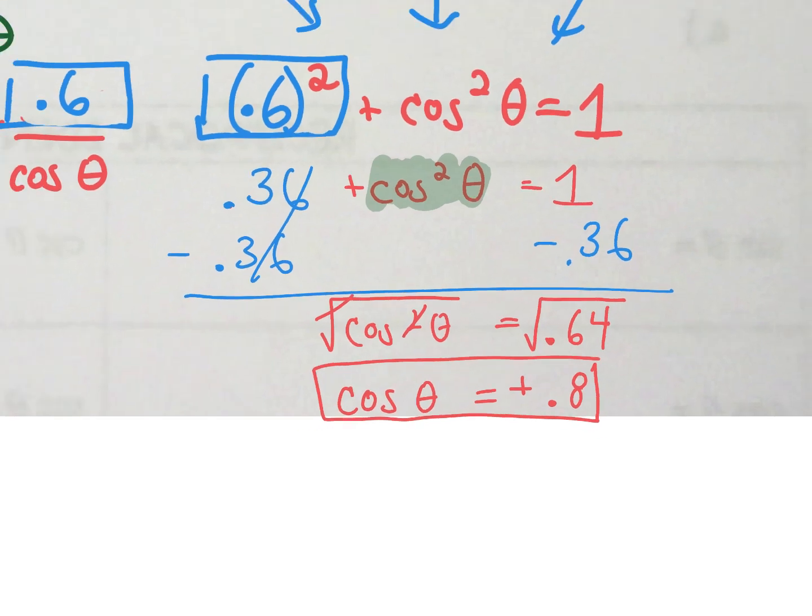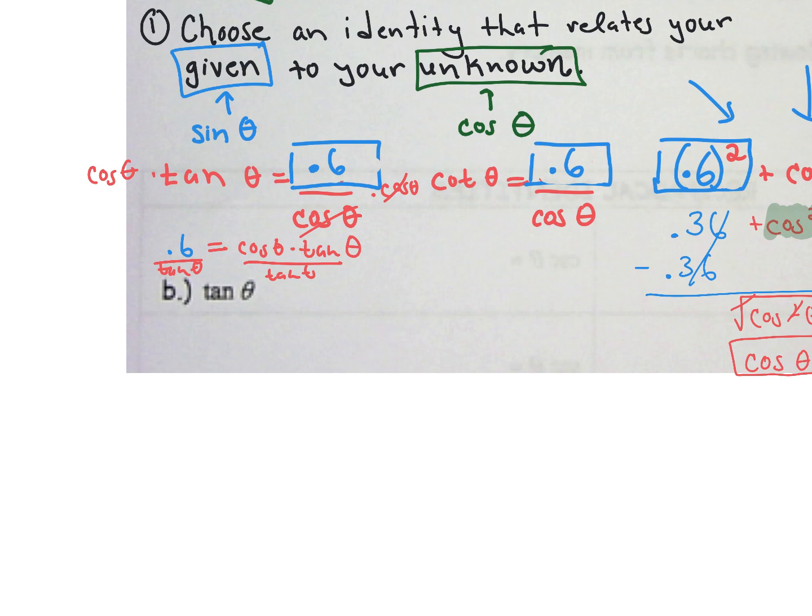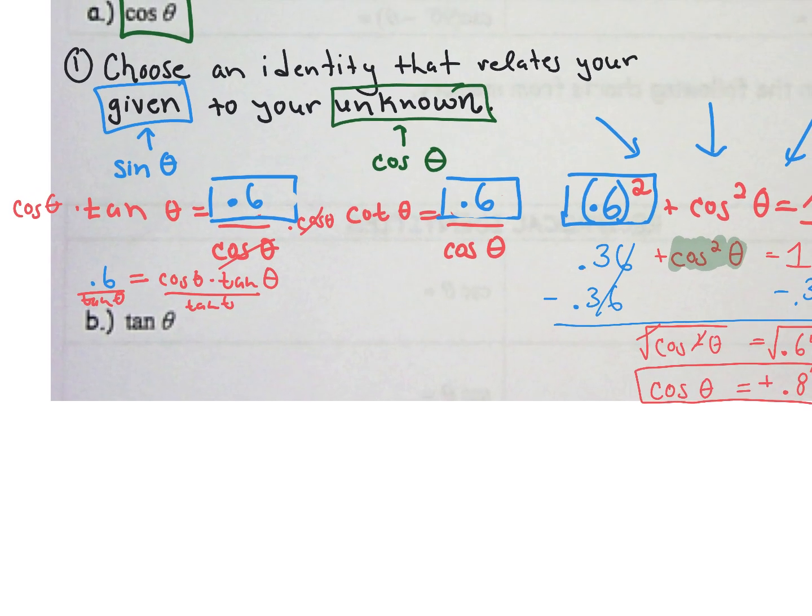All right, let's do it again. This time around, it's actually a little easier because we did a lot of work in part A ahead of time. Before we jump into part B, I wanted to summarize the steps. Step 1 is to choose an identity that relates what you're given to what you don't know. Step 2, you fill in what you know and you solve for what you don't in the resulting equation. Step 3, just watch your plus or minus, watch your signs.